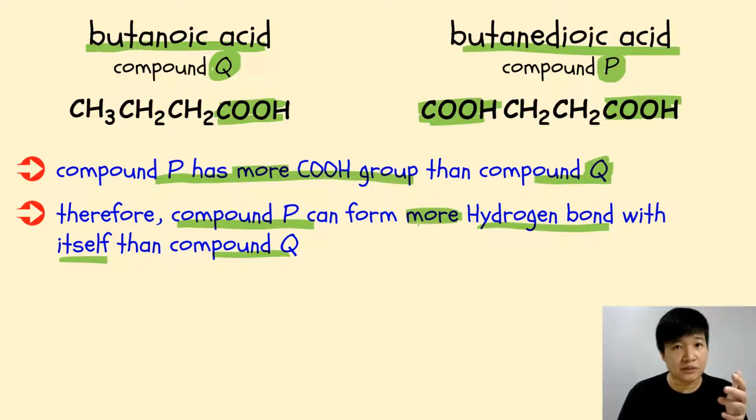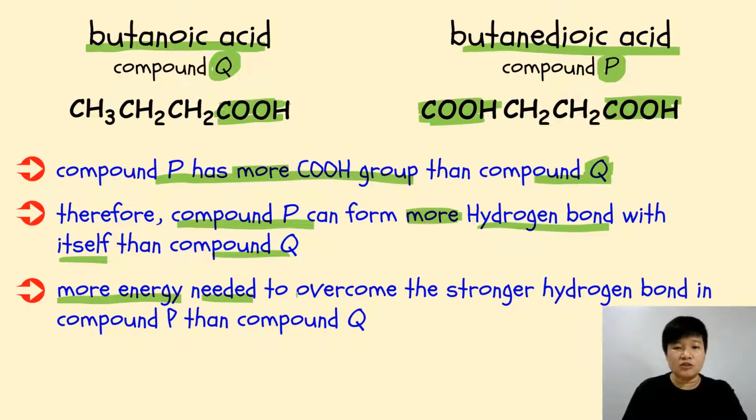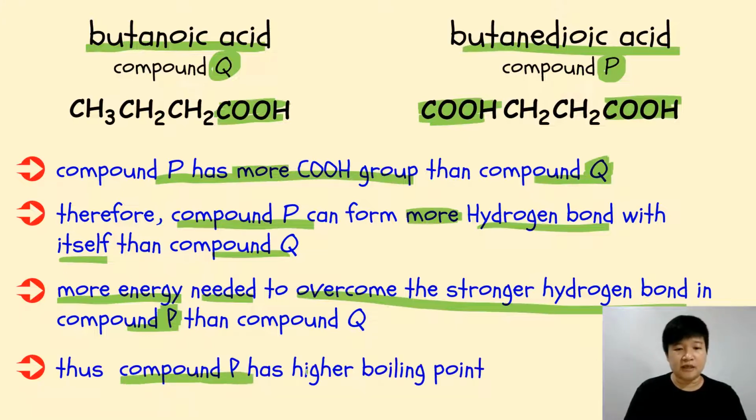Bear that in mind, hydrogen bond is a type of attractive force. We cannot count how many hydrogen bonds, but we can use the words less or more. Bear that in mind. When you can form more hydrogen bonds in P within itself, therefore, more energy will be needed to overcome the strong hydrogen bonds in the compound P rather than the compound Q, because you have more hydrogen bonds which are so strong. As a result, your compound P will have a higher boiling point than your compound Q. Easy? Simple. The same sentence that we always use, but right now we are changing it to carboxylic acid.